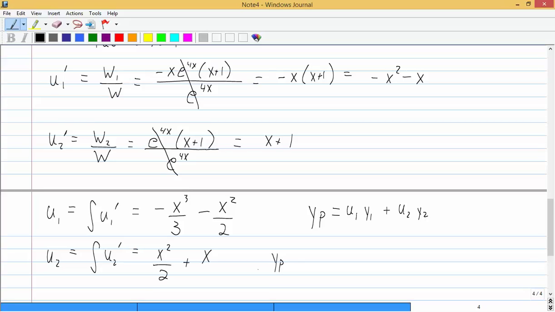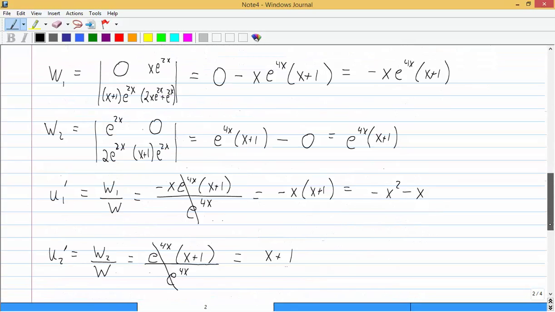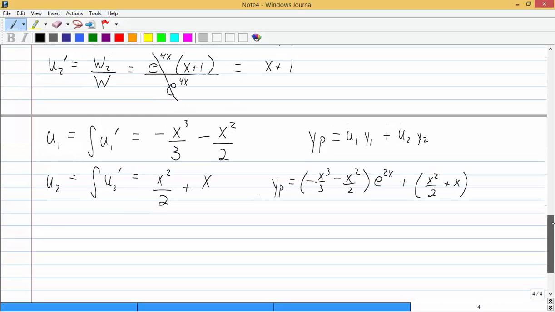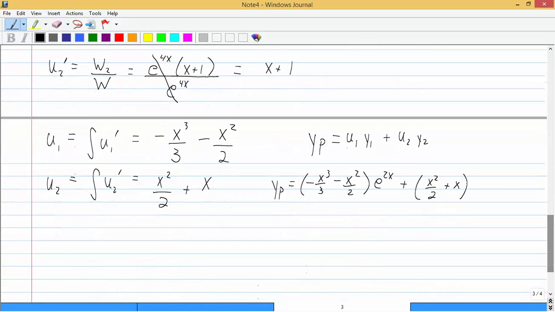So for this problem, y sub p is going to be equal to, we have negative x cubed over 3 minus x squared over 2 times our y sub 1. You look back, our y sub 1 was e to the 2x. Plus u sub 2 was x squared over 2 plus x, and y sub 2 was x e to the 2x.